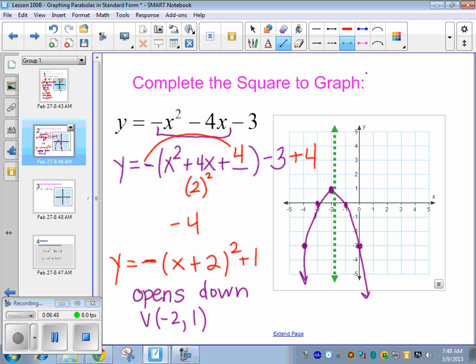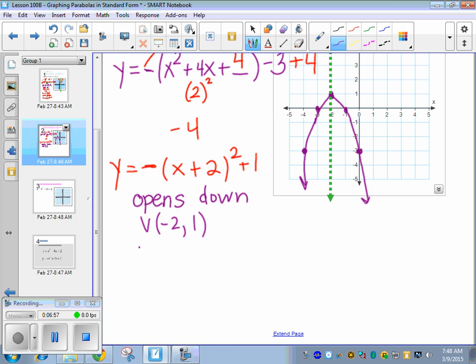And draw on your axis of symmetry. So Max, what's the equation of the axis of symmetry? So it cuts through the x-axis at negative 2. Yeah. So x equals negative 2. Good. Okay, then we've got x-intercepts.